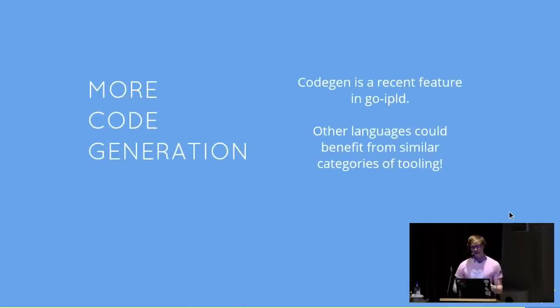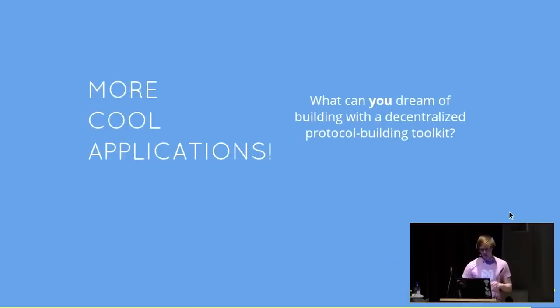Code generation is something that I would really like to have in the Go libraries. Other languages could probably benefit from similar categories of tooling. I know protobufs have code gen in most compile time languages, and it's useful. It would be cool to have more of that. And of course, applications. The whole point of this was to make a series of libraries that lets us build more decentralized applications. Pick a dream out of your head and come try to build it on IPLD, and hopefully it goes really well. And if it doesn't, and you learn something that you want, then you can talk to me about it.